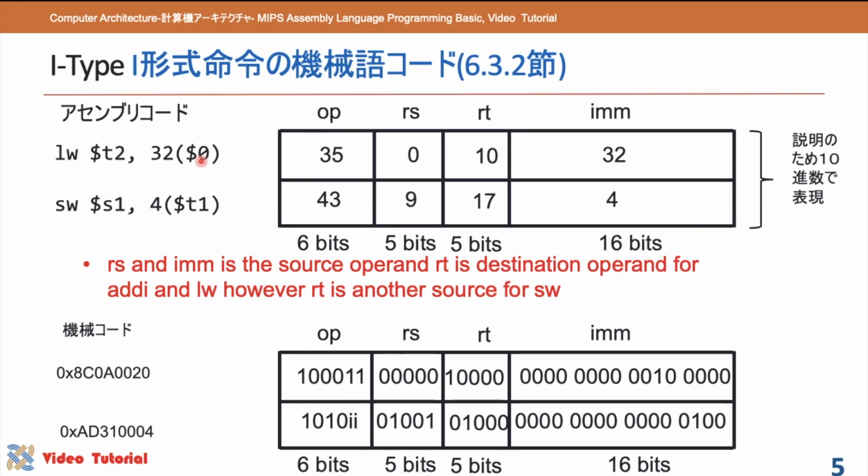On the other hand, this is the store word instruction. Store word means storing something to the memory. In that case, you also need to know the address of the memory. Here is the immediate value, and the address of the memory is stored in another register. So you can conclude that RS and the immediate are the source operands and RT is the destination operand for addi and load word. However, RT is another source for SW, store word. Once you convert this to the corresponding binary, you will get this 32-bit instruction.